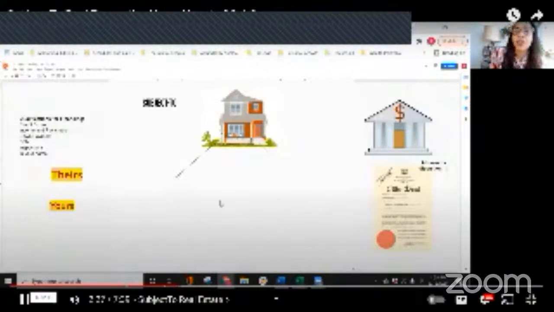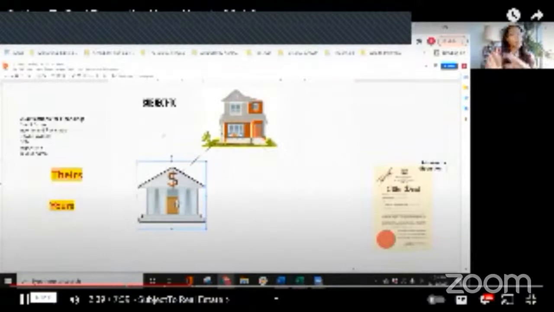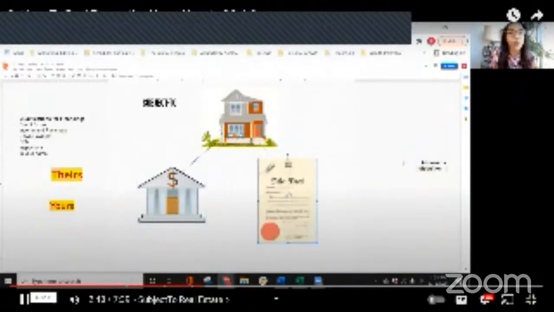So subject to, we have a house. Now, most people think that when you go and get a house and you get a loan, that the loan and the deed are one and the same. Well, that couldn't be farther from the truth, guys. The loan that you get from the bank is the financing side. That's just your way of getting the money to buy the house to get the deed. But the deed is totally separate from your mortgage loan. They are two totally different processes, two totally different documents, two totally different entities.